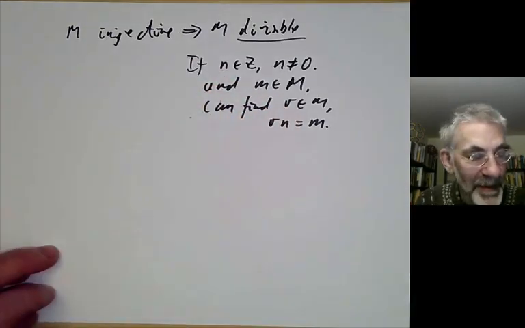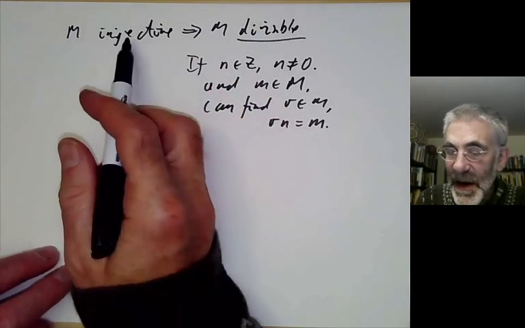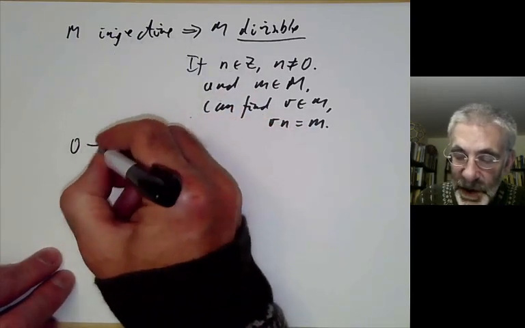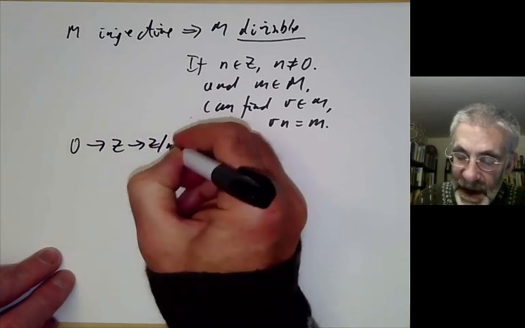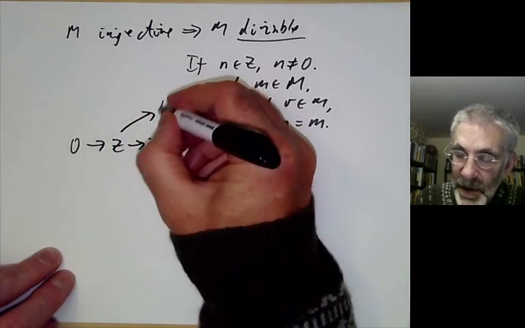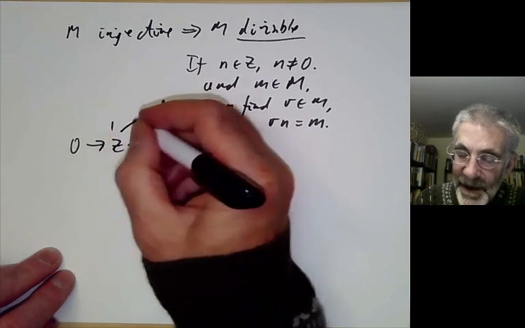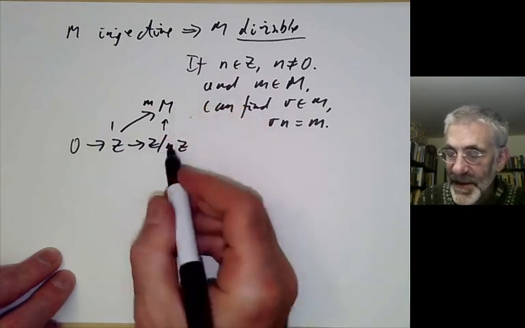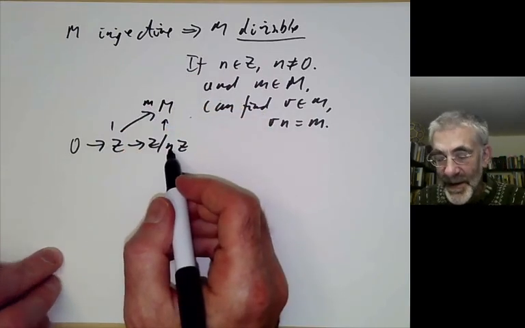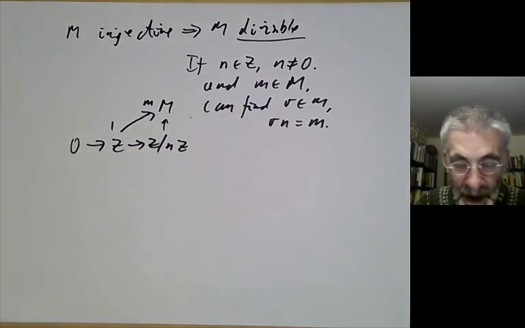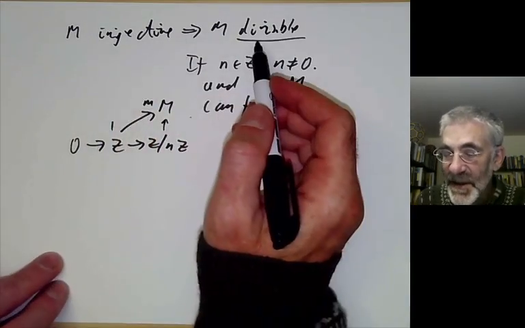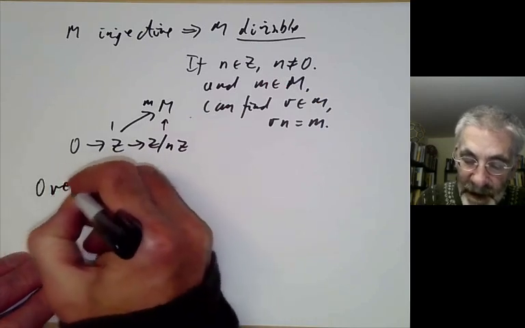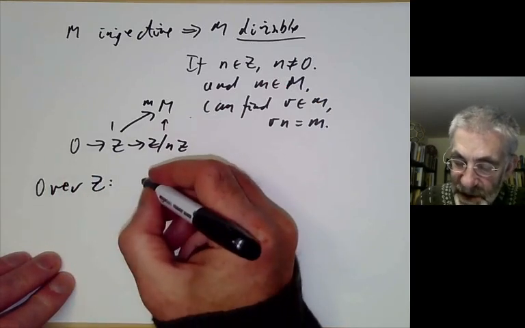So by extending the examples we gave, it's easy to see that M is injective implies M is divisible. You just look at 0 goes to Z over nZ, and you map the element 1 to some element m of M, and then extending this means that m has to be divisible by n in some sense. So injective certainly implies divisible, and in fact something similar is true over any ring. Over the integers, the converse is true.